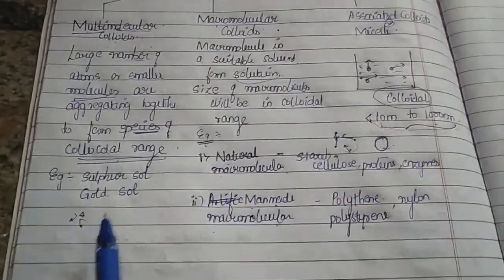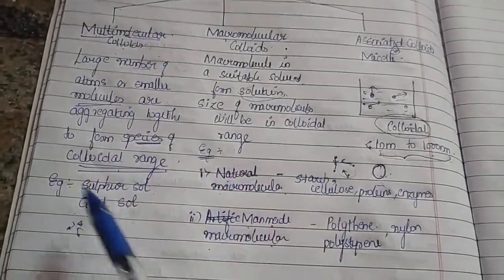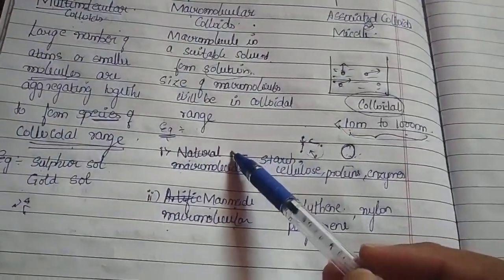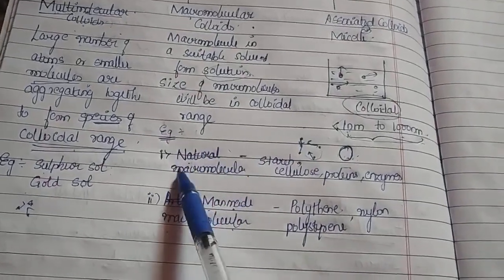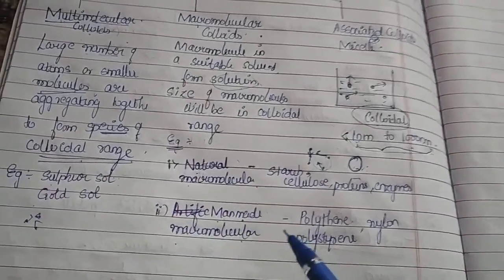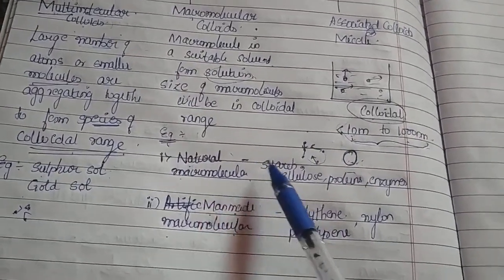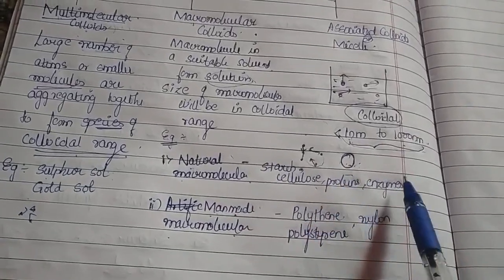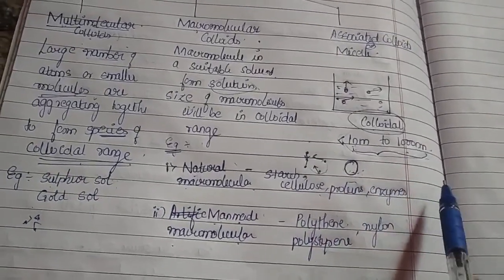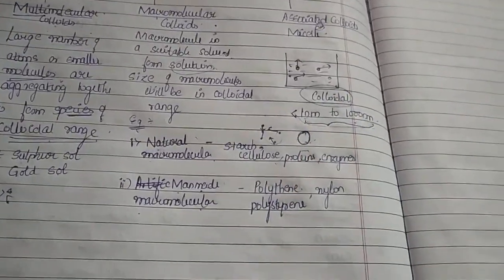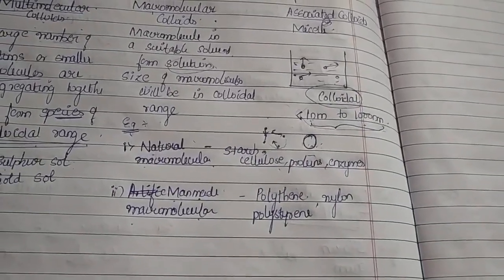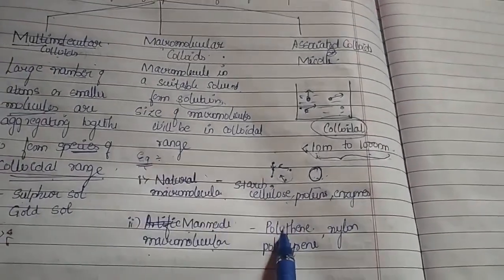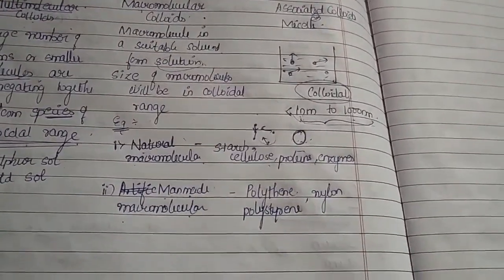Of course, we have also seen the suitable examples. In multimolecular, we have the sulfur salt and the gold salt. Whereas in macromolecular, we split into two types: natural macromolecular colloids and man-made macromolecular colloids. Natural macromolecules include starch, cellulose, proteins, and enzymes, where a single molecule itself has dimensions in the colloidal range. Similarly, with the man-made ones, we have polythene, nylon, and polystyrene, in which a single molecule itself has dimensions in the colloidal range.